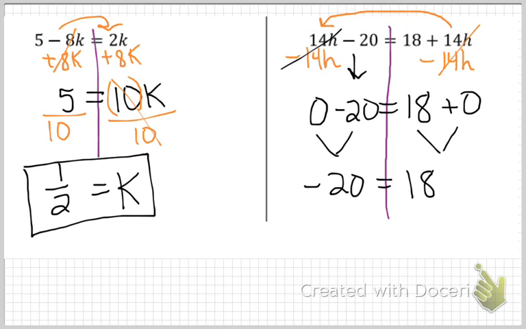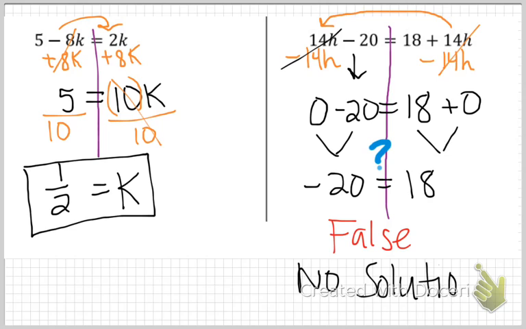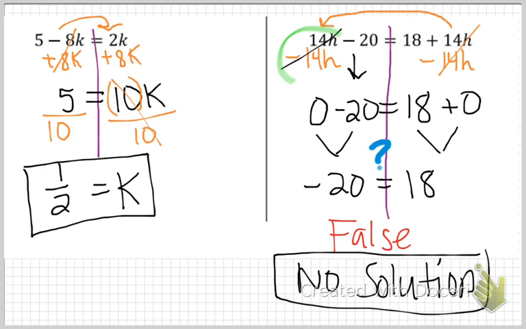What we have now is a statement. In this statement, we got to figure out, is this true? Is negative 20 the same thing as 18? And the answer should be no. This is a false statement. When you get false statements like that, our answer will be no solution. You're going to see some of those. It's just going to happen that the variable is going to cancel, it's gone, no more variables, just a statement. And you got to figure out true or false.